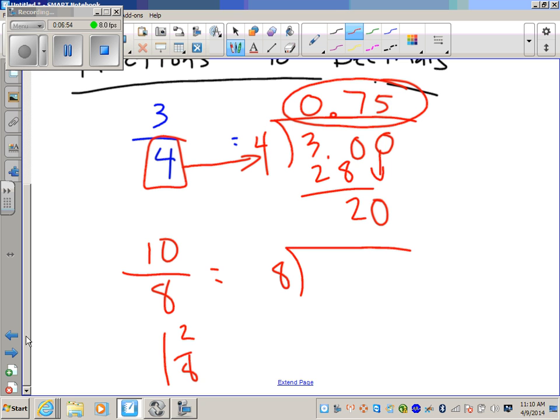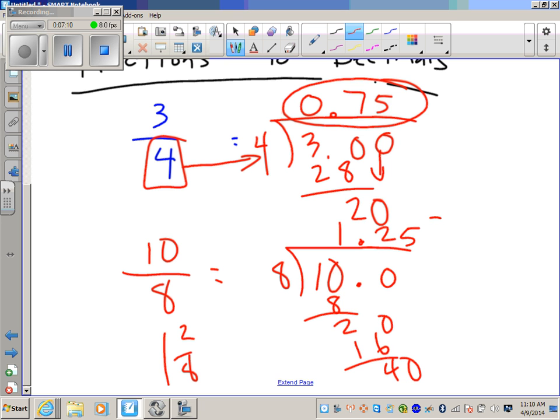So the numerator is not always the bigger one. It's the one on the outside. Okay, the one on the bottom. So that one goes there, goes in once. 8 into 20, twice. 8 into 40, 5. 1.25. The fraction is still written as a decimal, because there it is.